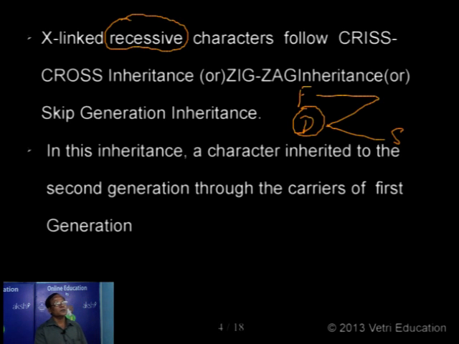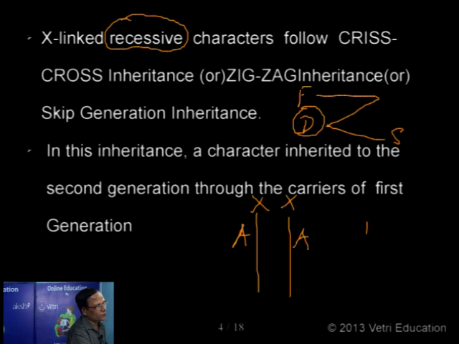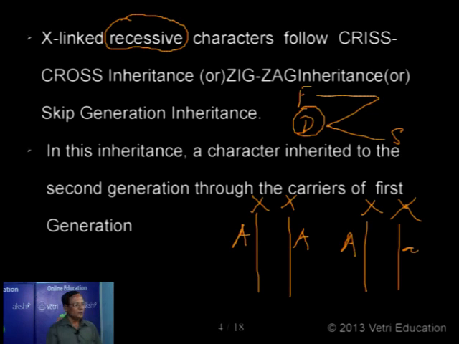In this one, the characters from the parents are transmitted to the second generation through the carriers of the first generation. So what do you mean by a carrier? As far as sex-linked or X-linked characters are concerned, the females are considered carriers, because they have two X chromosomes. As I mentioned already, they may have similar genes in both X chromosomes or dissimilar genes, that is, opposite alleles. So this is a homozygous condition and that is a heterozygous condition.